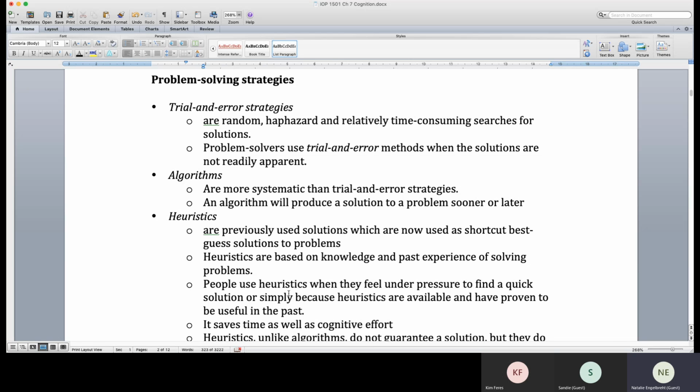And you can see that also behind it is really the speed to get things done. Algorithms is another problem-solving strategy. And I think if you are on social media, you understand everything about algorithms. These are more systematic than trial and error strategies. An algorithm will produce a solution to a problem sooner or later. So an algorithm will look at where you click online, and therefore it will bring more of the same into your feed, because it looks at that as a need, and they want to supply your need by giving you all these options within your feed. Very dangerous.